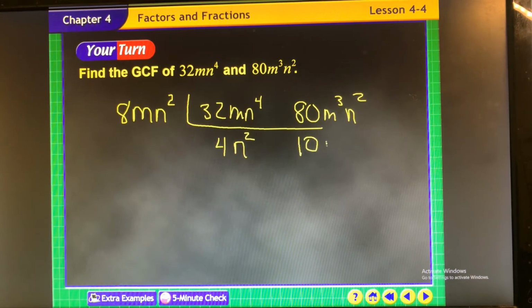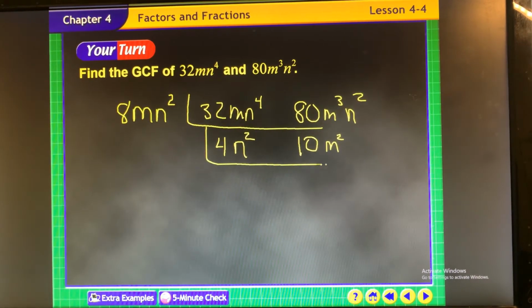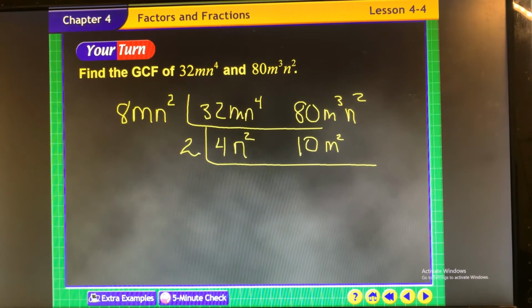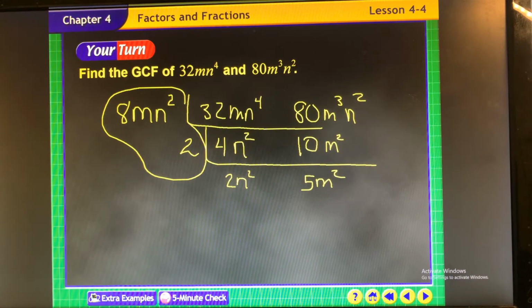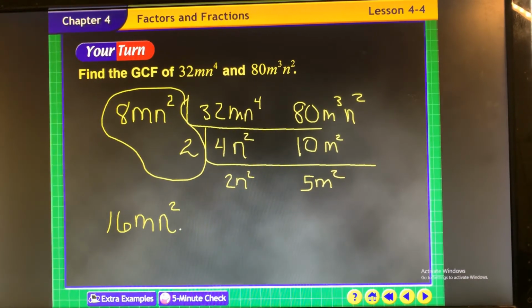I took out 1 m, so I'm left with only m squared. I took out all the n squared. But 4 and 10 isn't done. I wanted to double layer it for you. 2 works. So I have 2n squared, 5m squared. Now I'm done. 8 times 2 is 16mn squared. The good thing is if I'm going too fast, you can always rewind or pause.